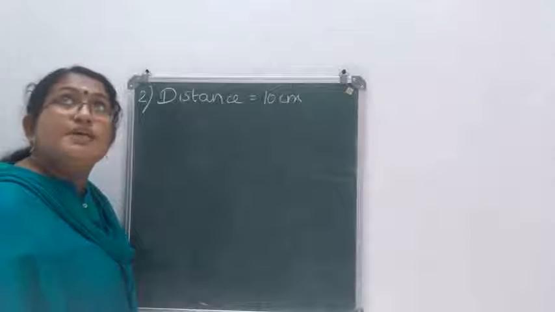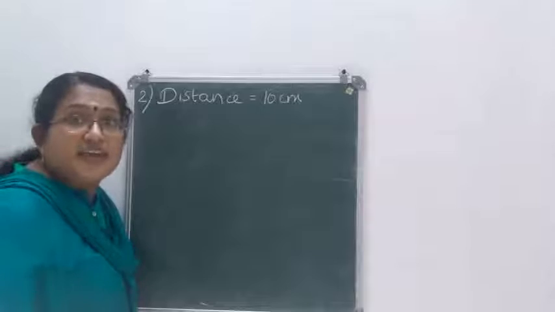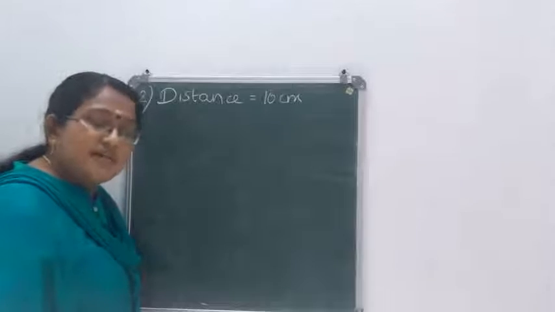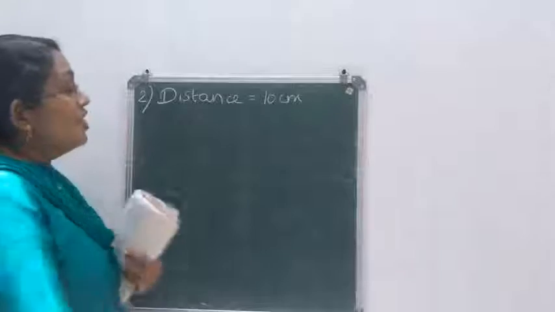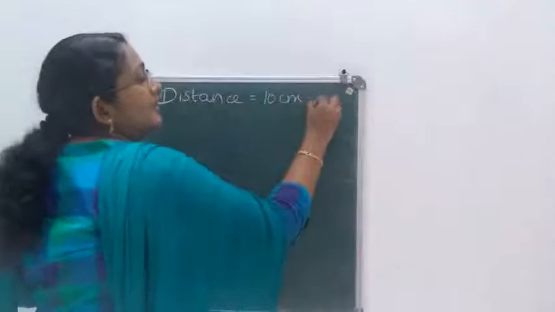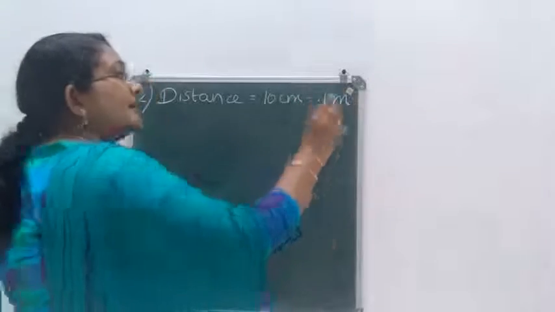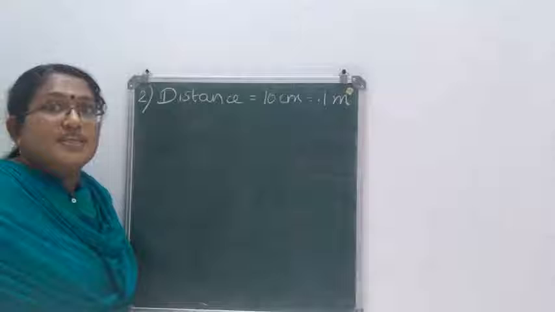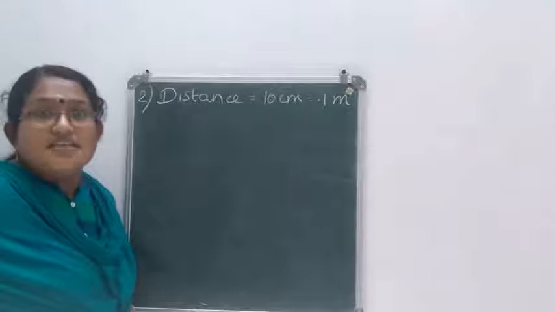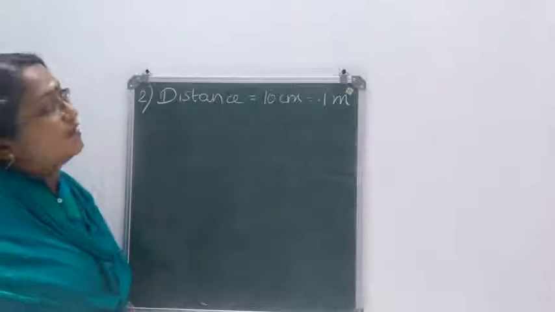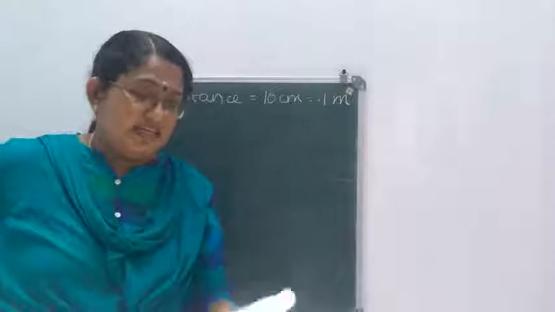Smaller to bigger means you have to divide. So 1 meter is 100 centimeters. So you have to divide with 100. So how much will be your answer? It will be 0.1 meter. Okay. So that is the next thing what you have to keep in mind. Distance is given as 10 centimeter, which is equal to 0.1 meter.